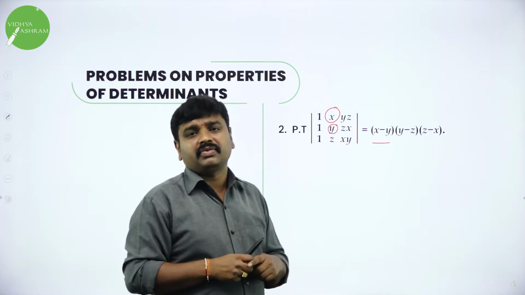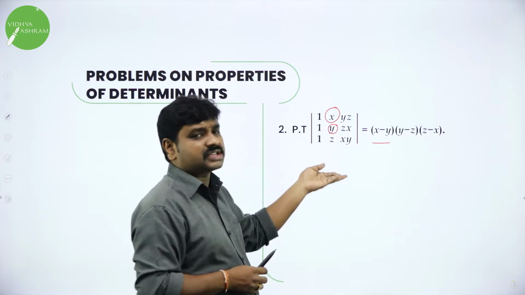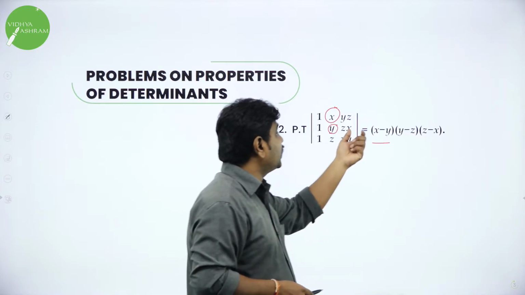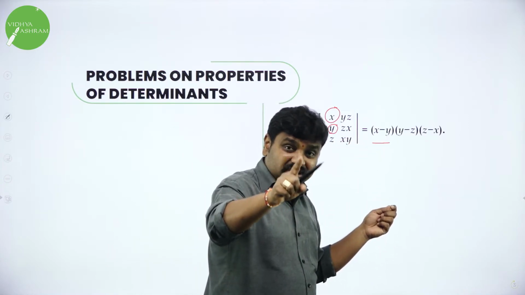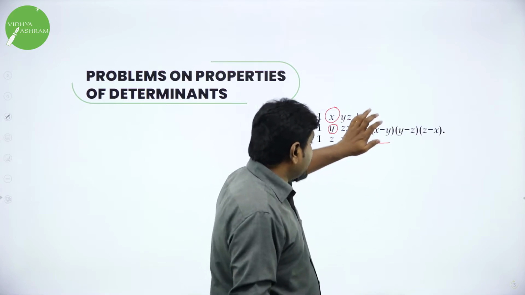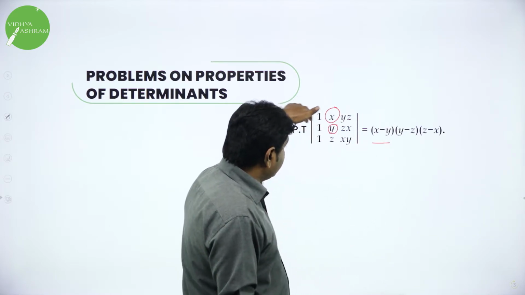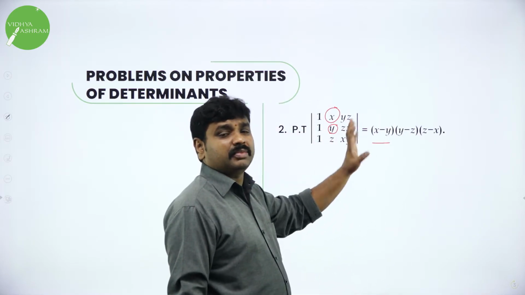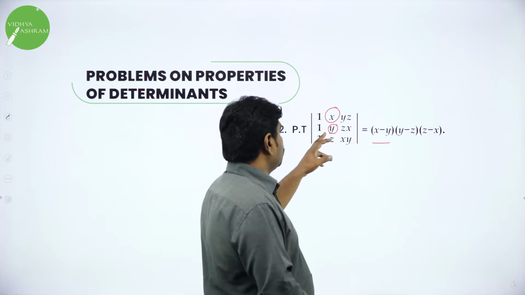Like in the last problem we did C1 minus C2, now you do R1 minus R2. How am I deciding? Because I want x minus y. So, every problem is decided by RHS. On the right hand side I have x minus y. So, x is in the first row, y is in the second row. So, I will do R1 minus R2. Y minus z, so this and this.